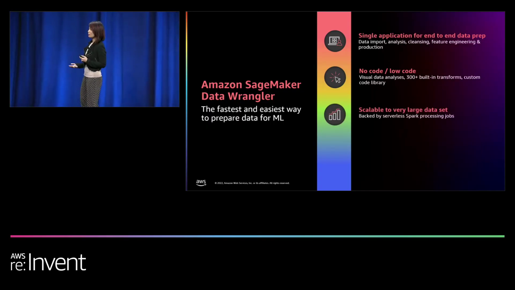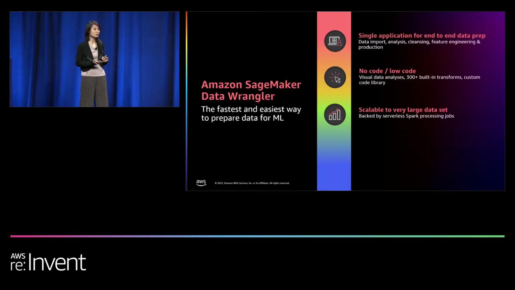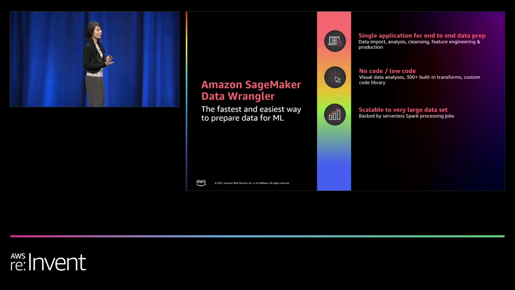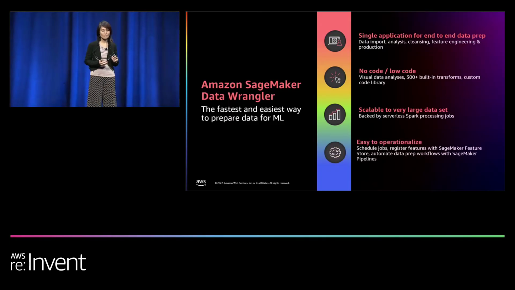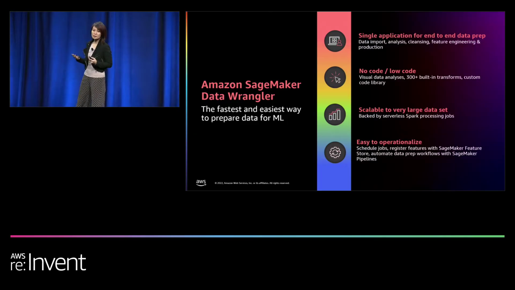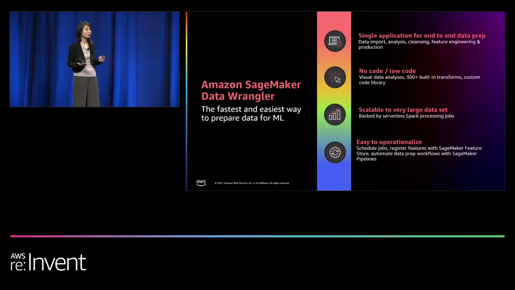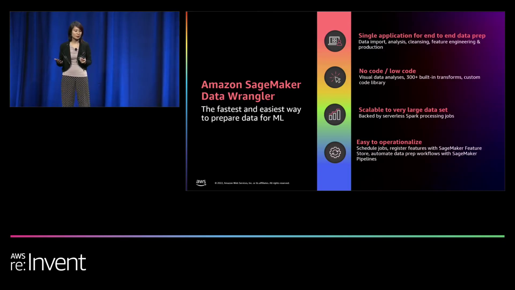It is also very scalable to large data sets. The same data preparation process you've done interactively can then be scaled to run on a processing job infrastructure backed by Spark. And finally, it's easy to operationalize. You have all the tools you need to automate, like scheduling jobs and integration with SageMaker Feature Store and SageMaker Pipelines to automate as part of the end-to-end machine learning workflow.